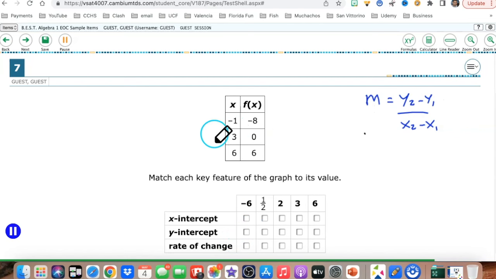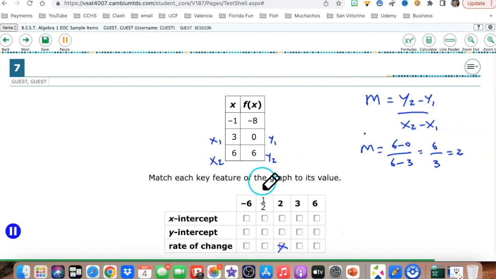Let's use these 2 points. So this is x1, y1, x2, y2. My slope is 6 minus 0 over 6 minus 3. 6 divided by 3 gives me 2. Rate of change, 2.